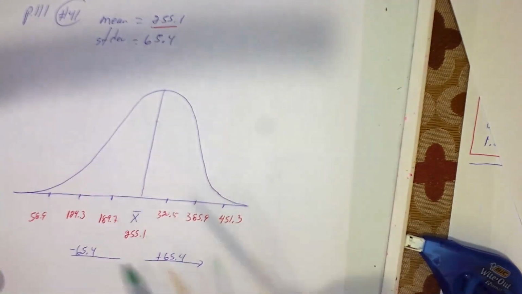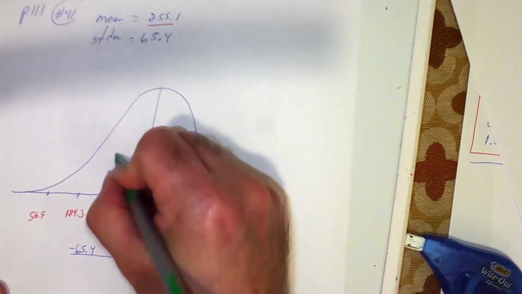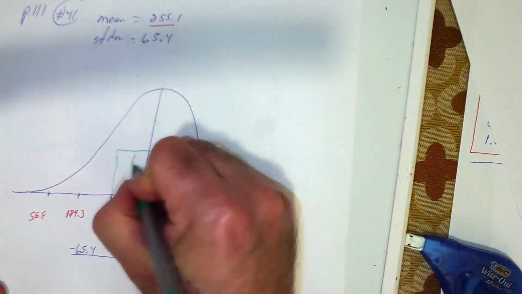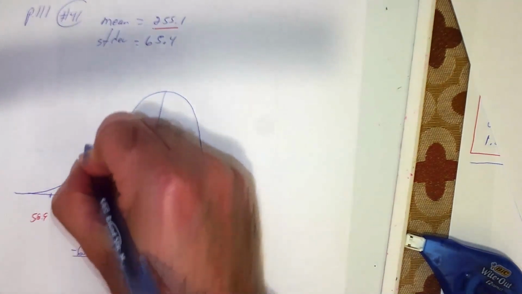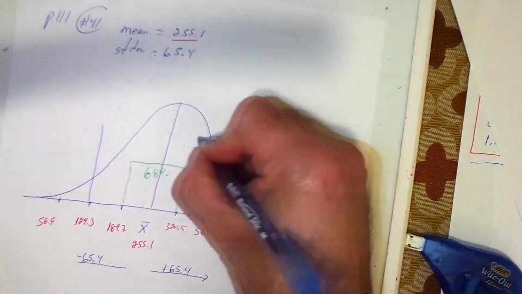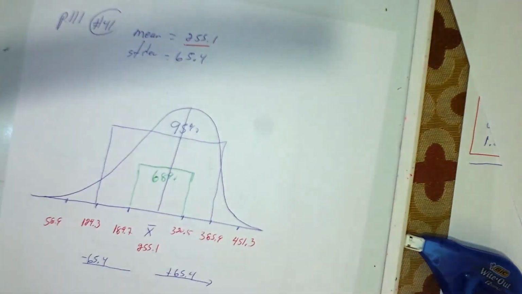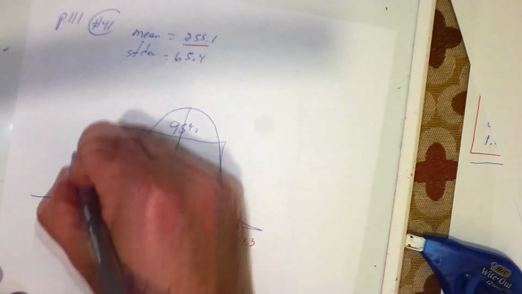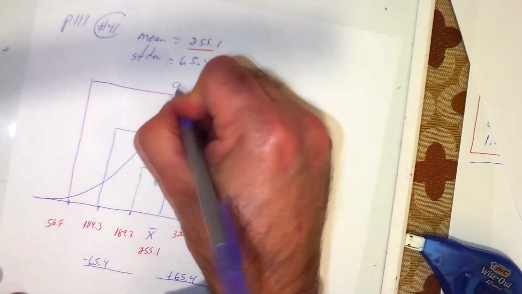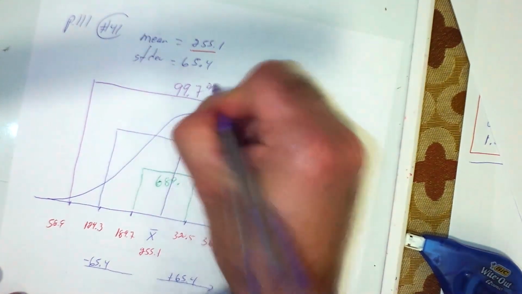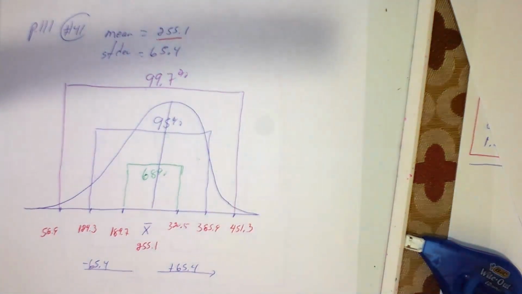Okay, and now we're gonna put our little percentages. Remember what was the first percentage? The first inner one was how much? 68%, right? The middle one was how much? I didn't draw it to scale. 95%. And what was the last one? 99.7%. And we're done. Now we can answer the questions.